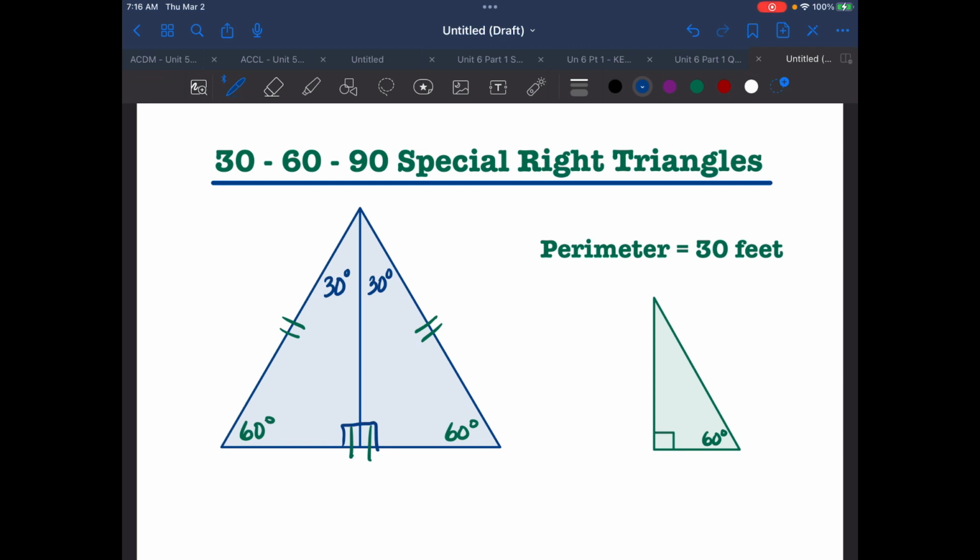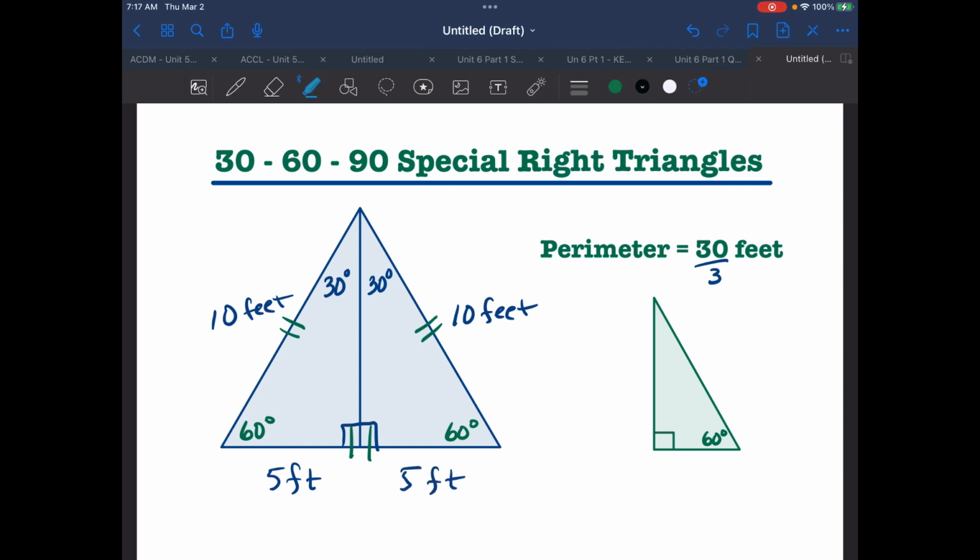Let's suppose the perimeter of this whole triangle is 30 feet. Then what is the length of each side? I'm going to take 30 and divide it by 3, and each side is going to be 10 feet long. So I have 10 feet, 10 feet, 10 feet, including the base. However, when I drew that perpendicular height, the base, which is 10 feet, also gets bisected. So the 10 feet becomes 2 5 feet.